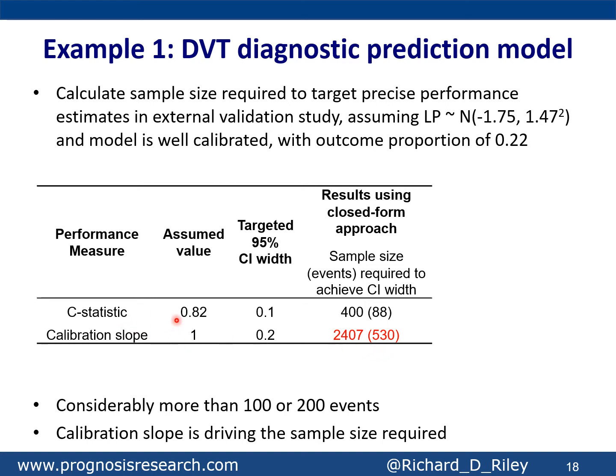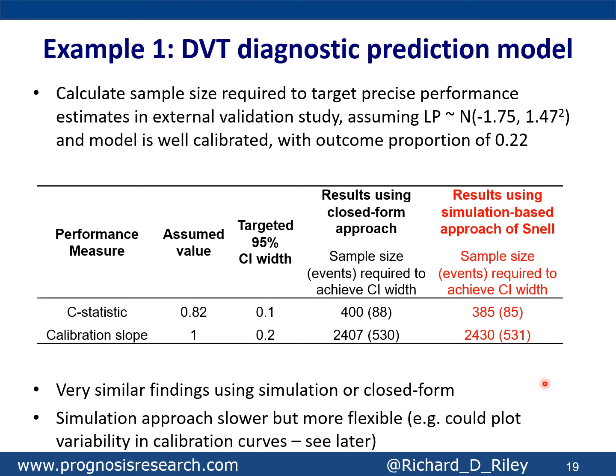The C statistic, again, depends on the confidence interval width that we choose, but let's assume that we want a confidence interval width of 0.1 so that if the true value of the C statistic was 0.82, the range would be 0.77 to 0.87. The sample size required for the C statistic is much lower, 488 events, 400 participants. So, like I said, the calibration slope is often the one that's driving things.